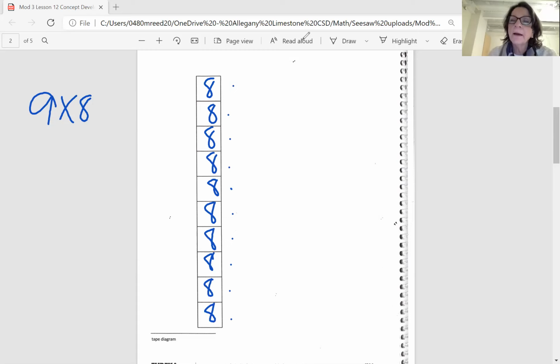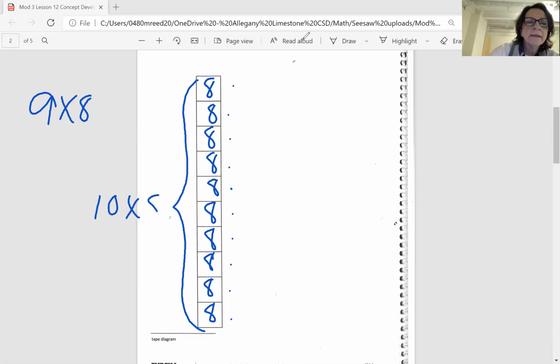Okay, and we counted them. We have 10 eighths. So what I'd like you to do is draw a bracket from the top to the bottom. And if we wrote a math fact for how many eighths we see in our picture, we would write 10 times 8. I'm pretty sure we would all agree on that. 10 times 8. There's 10 equal groups of 8.